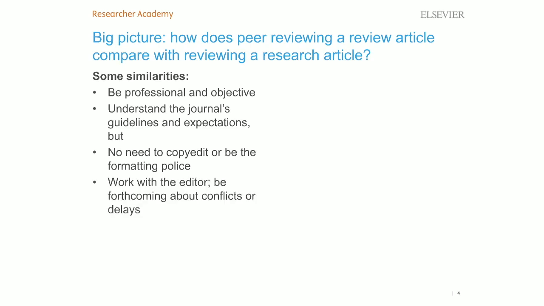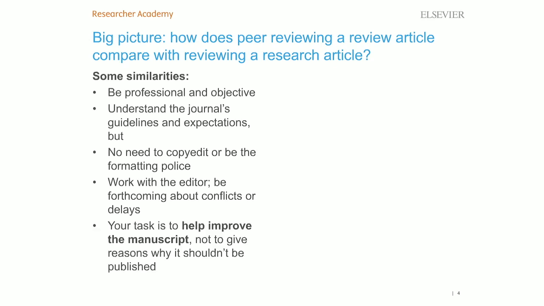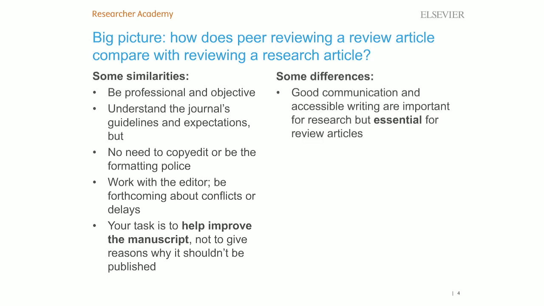You really want to work with the editor in all cases. If you think that you're going to have a delay, if you agreed to review something, but it turns out that you can't do it anymore, that's fine. Just make sure that you let the editor know. And in all cases, you are trying to improve the manuscript. It's not your job as the peer reviewer to give a reason why it shouldn't be published. You're trying to make sure that the journal publishes the best content that it can and making sure that the authors put their work out there in the best way they can.